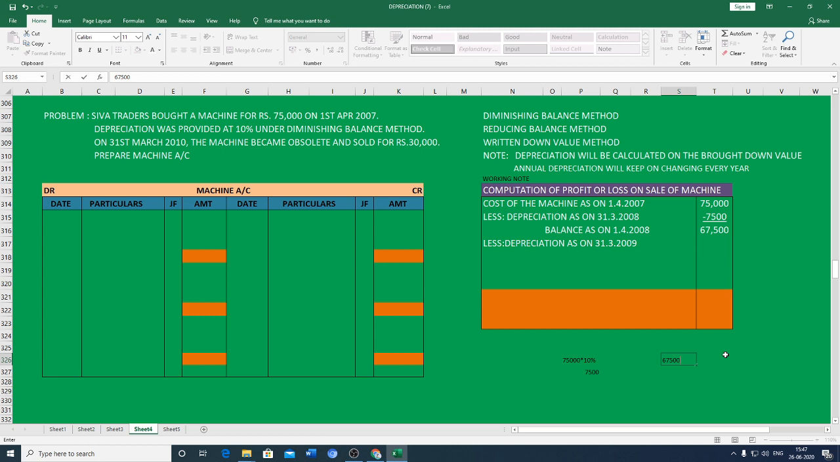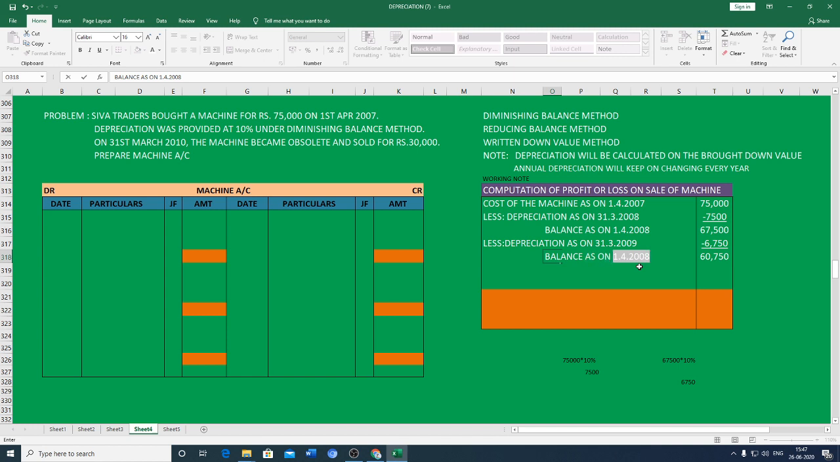67,500 is the balance amount. On that again we have to calculate 10%, which gives you 6,750. Okay now? So that will be recorded here. 6,750. Right everyone? Now 6,750 will be deducted, and the balance amount will be the opening balance for the next financial year now.